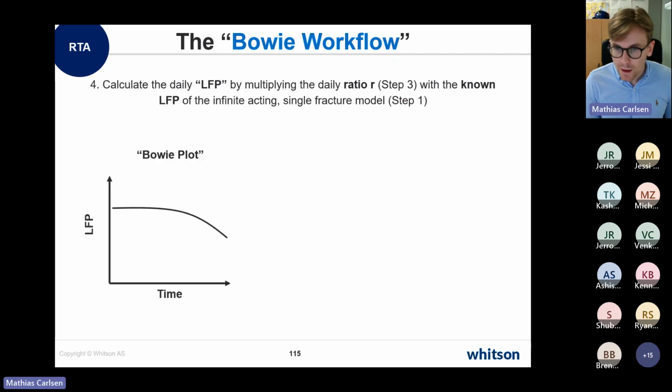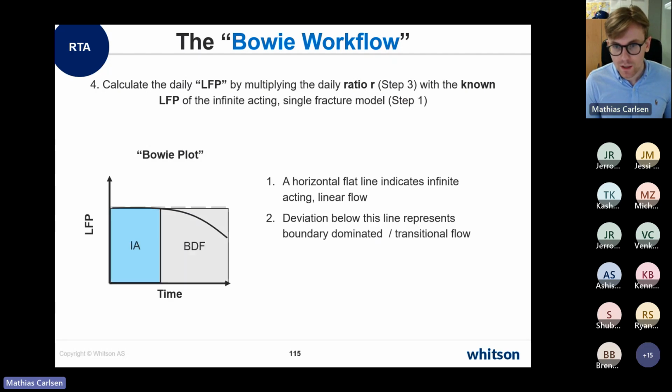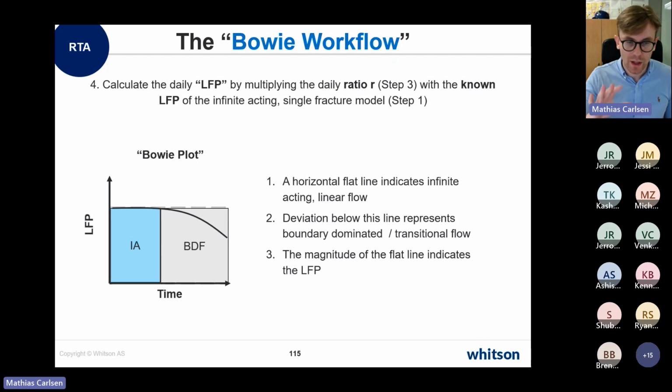And in that Bowie plot, a flat horizontal line indicates the infinite acting linear flow. Deviation below this line represents boundary dominated or transitional flow, and the magnitude of the flat line itself indicates the LFP. Okay, so that's how you get the LFP out.